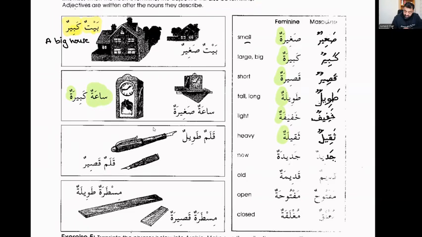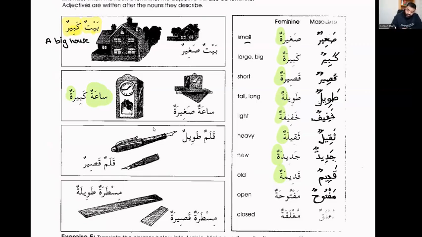And then the word for new, something is new. These are all good adjectives. Jadidun, and the female would be jadidatun. Good. And then we've got the word for old, qadimun, and the female version is qadimatun. Good. And then something which is open, maftuhun, and the female version for something open would be maftuhatun. Good.